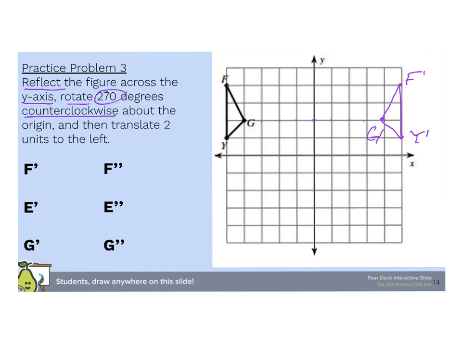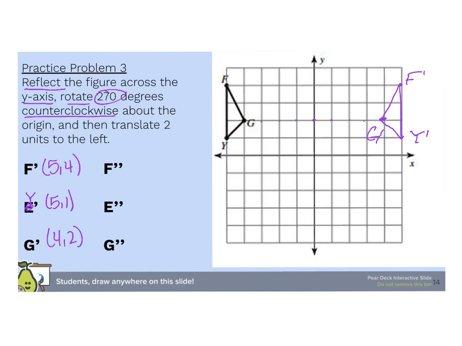I need points for rotations, so I need to record for the purple shape the ordered pairs. So F is at 5, 4. F prime. Oh, these are the wrong letters. This should be a Y. Y prime is at 5, 1. And G prime is at 4, 2.